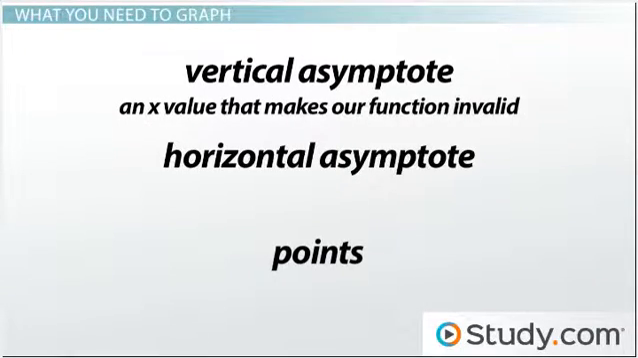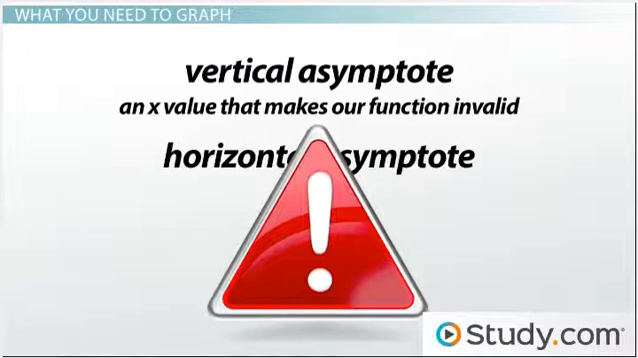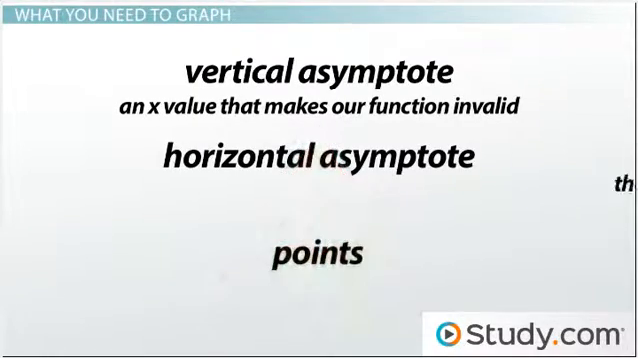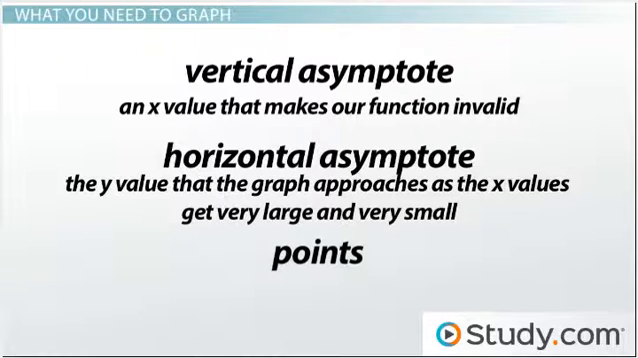A vertical asymptote is an x value that makes our function invalid. In other words, it is the x value that produces an error in our function when we try to evaluate our function at that value. Our function and graph will never be this x value. A horizontal asymptote is the y value that the graph approaches as the x values get very large and very small. In other words, the horizontal asymptote is the value that you see the graph approaching to the far left of the graph and the far right of the graph.